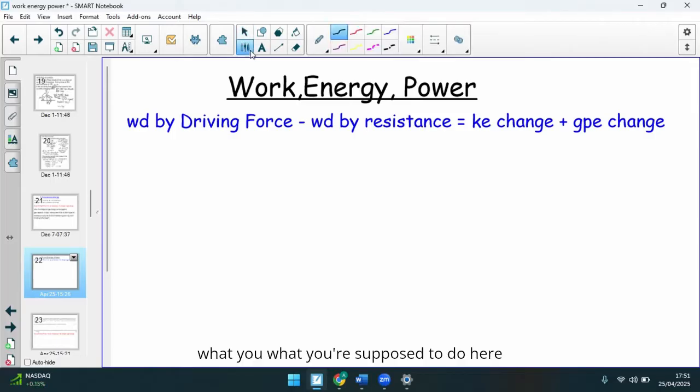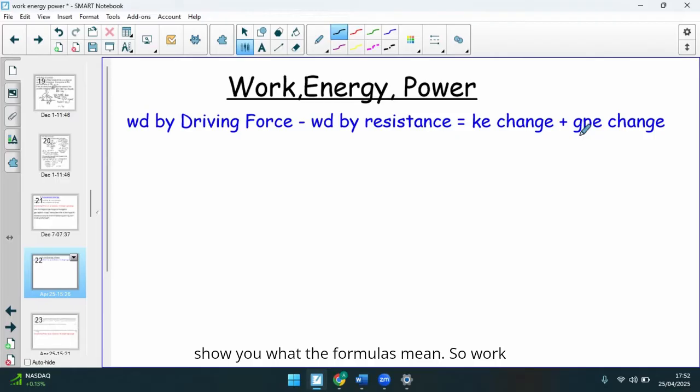What you're supposed to do here is make sure whenever you see a question on work energy power, just write down the formulas first, see what fits into the formula, and then go from there, right? So two formulas which we'll use. One is this one here. Work done by driving force minus work done by resistance equals KE change plus GPE change, right? So kinetic energy and gravitational potential energy.